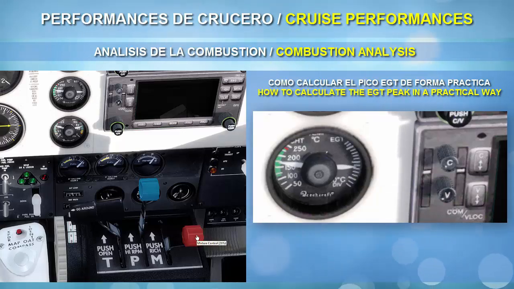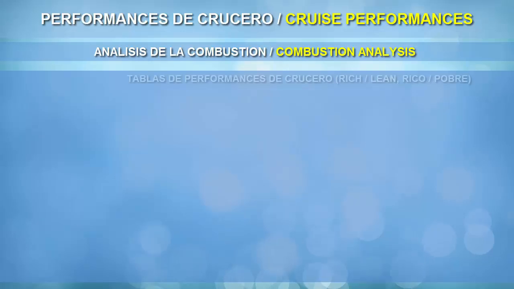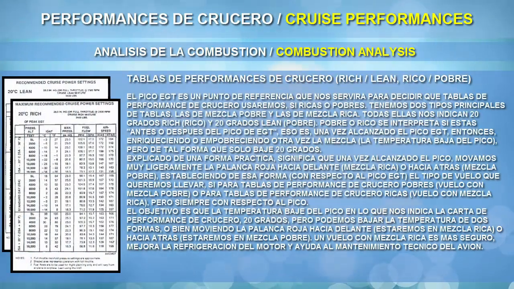Right now it has a peak of 606 degrees, and remember one thing, okay? The EGT peak is not always at a certain temperature. It will change according to your altitude. Perhaps at 5,000 feet you will have a peak at 520 degrees, and perhaps at 10,000 feet you will have a peak at 630 degrees, okay? It's not always the same value. That value changes according to your altitude. So basically that is what you need to understand about the peak.